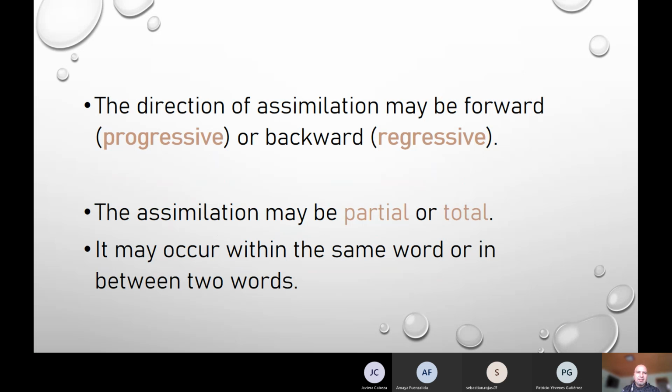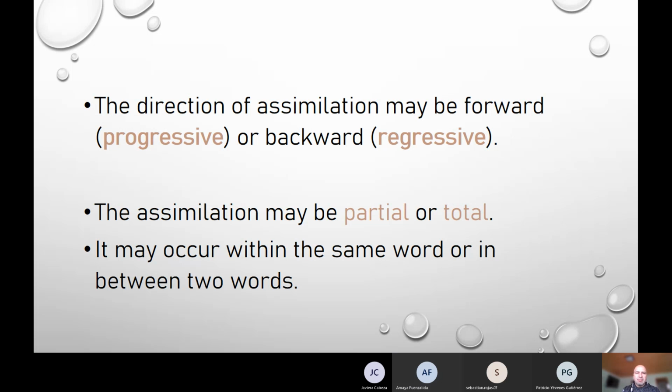Amaya, could you read the information in this slide, please? Of course. The direction of assimilation might be forward, progressive, or backward, regressive. The assimilation might be partial or total. It might occur within the same word or in between two words. Exactly. Thank you so much, Amaya.